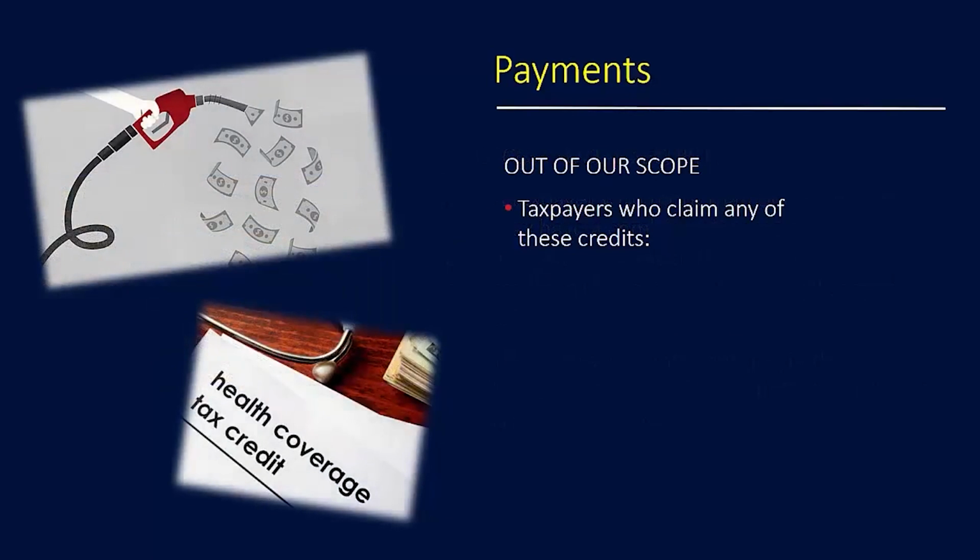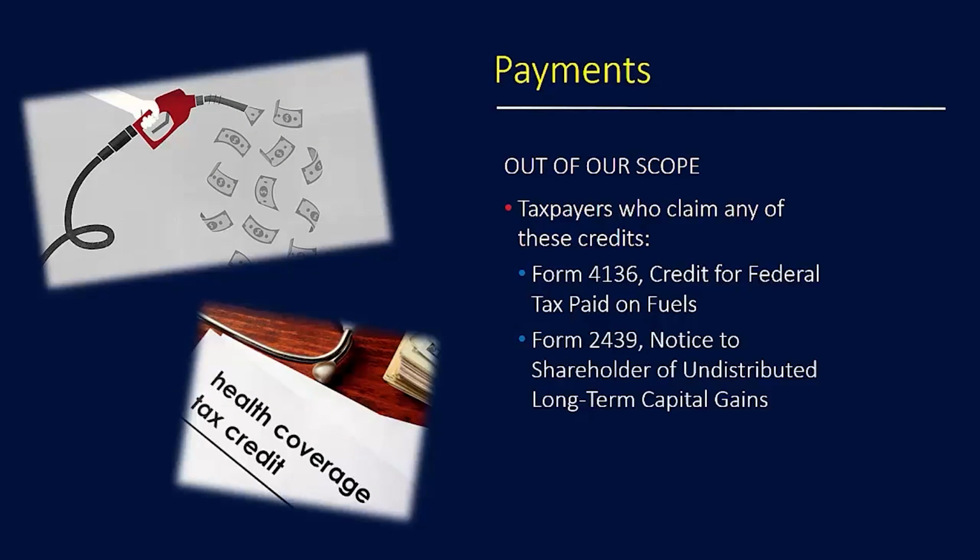Now, a little bit out of our scope. Taxpayers who claim any of these credits: Form 4136, the credit for federal tax paid on fuels; Form 2439, the notice to shareholder of undistributed long-term capital gains; and Form 8885, health coverage tax credit.